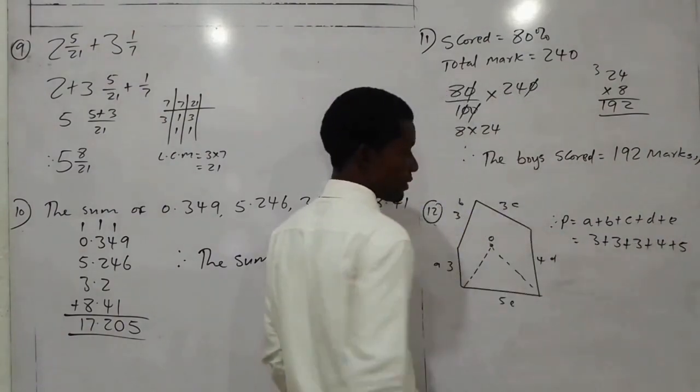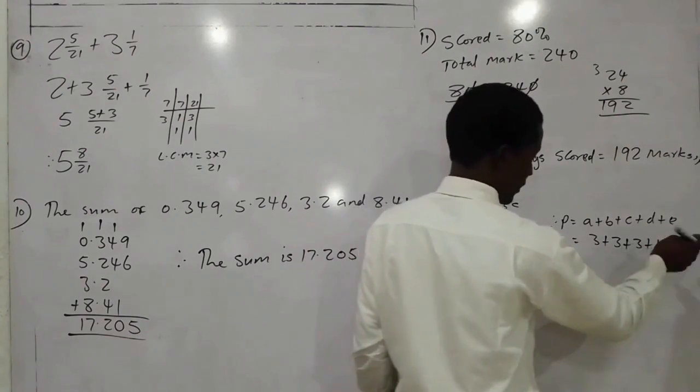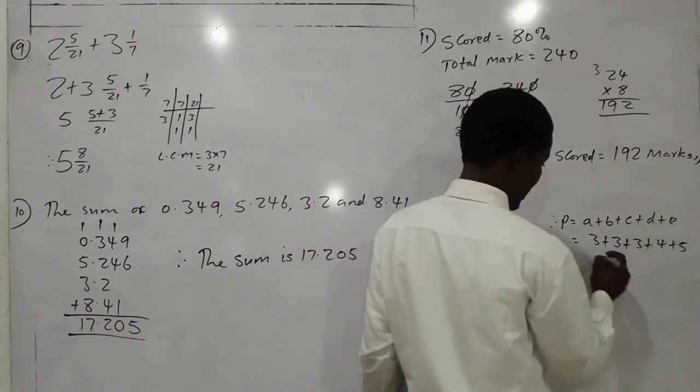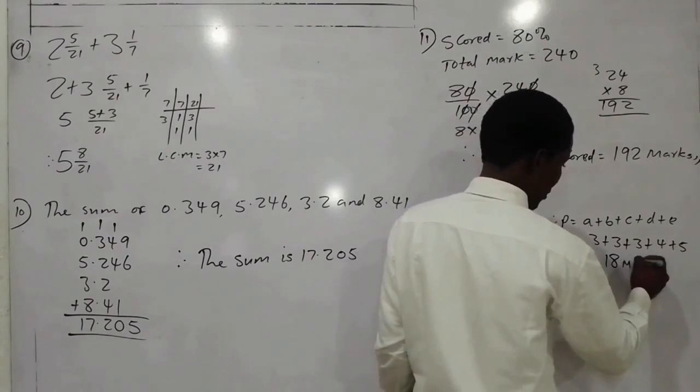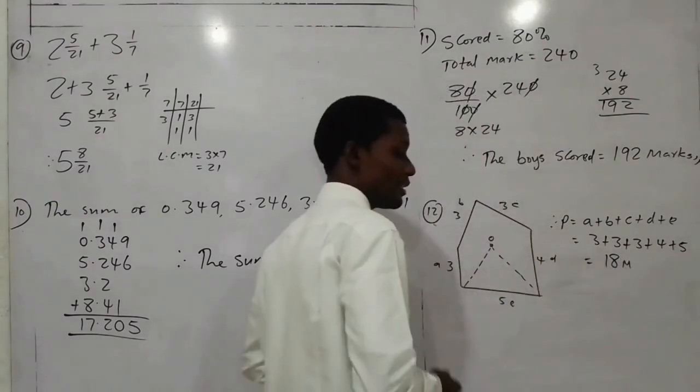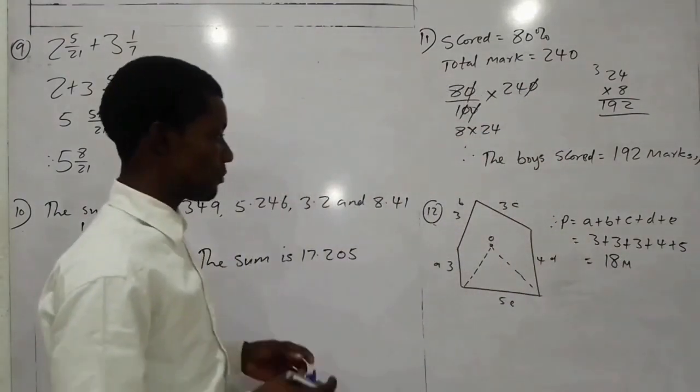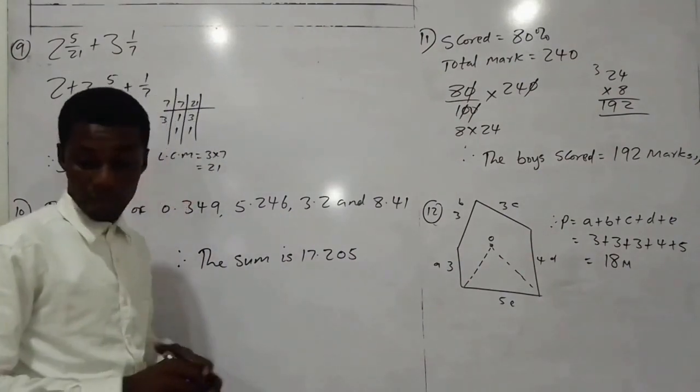3 plus 3 is 6, 9, 13, that's 18. So my perimeter is 18 meters, or 18 centimeters, or 18 feet. That is my perimeter.